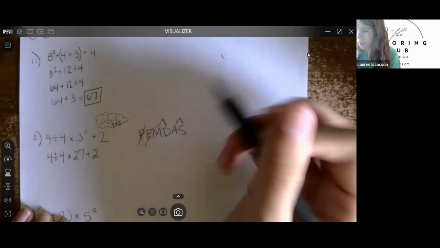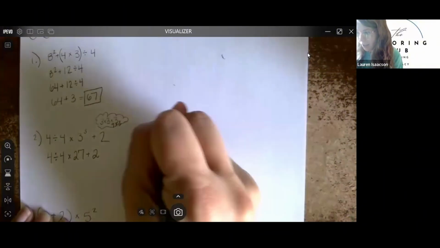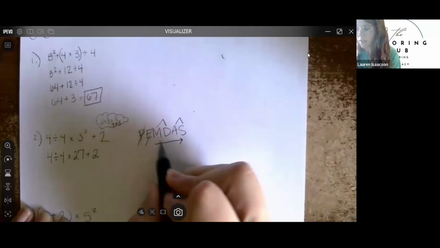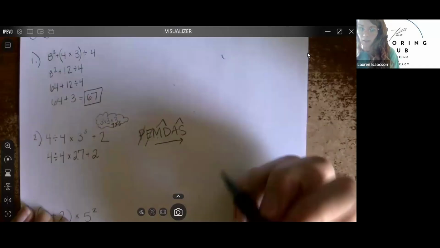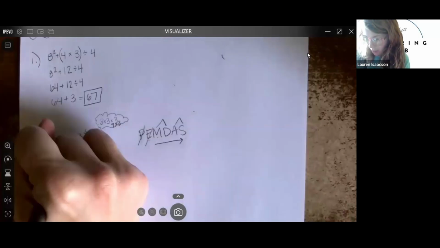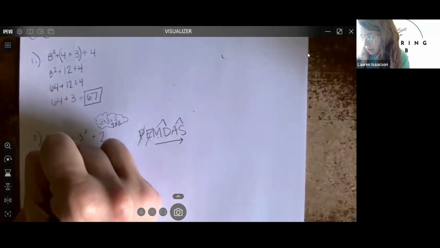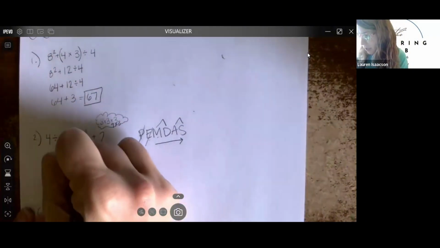Now, multiplying and dividing, oh, I have 2, right? But I need to work left to right. So remember, I'm going left to right for my multiplying, dividing, adding, subtracting, okay? So I see dividing comes first. So 4 divided by 4. Well, 4 divided by 4 I know is 1. So now we're going to rewrite the problem. So 1 times 27 plus 2.